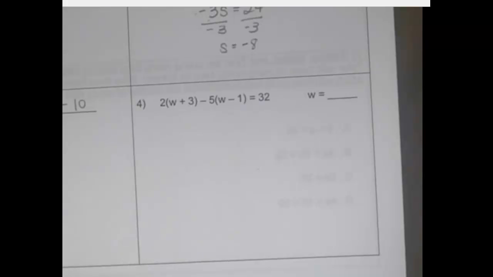Pay attention to the subtractions and negatives. That's where most people mess up. And we do have a double distribute here. So when you have an answer, double check with your partner. If you're getting stuck, you can check with your partner. Ask questions.